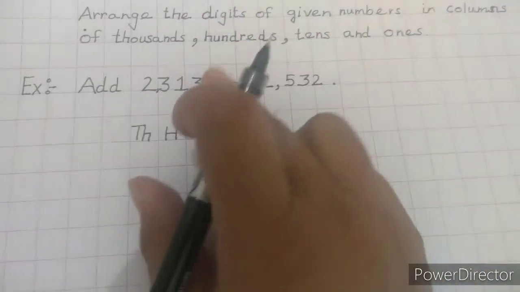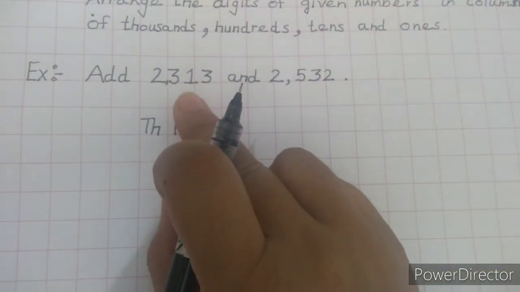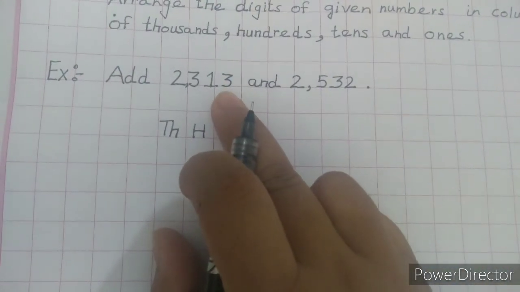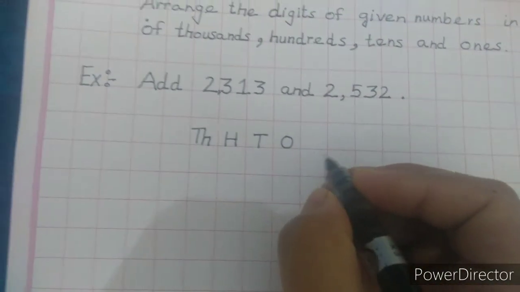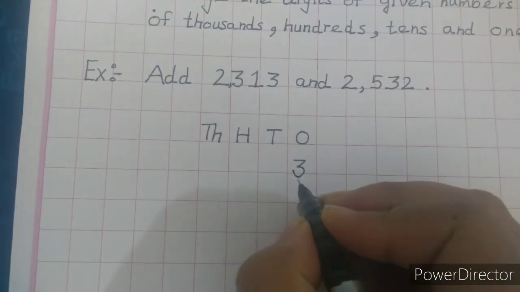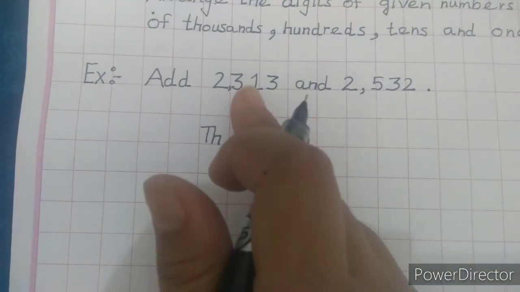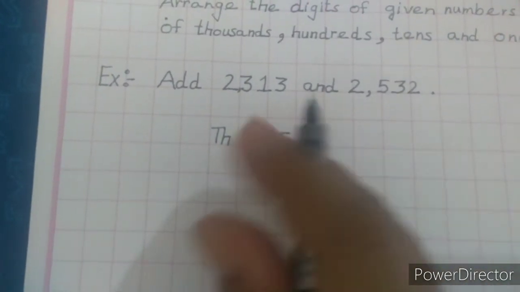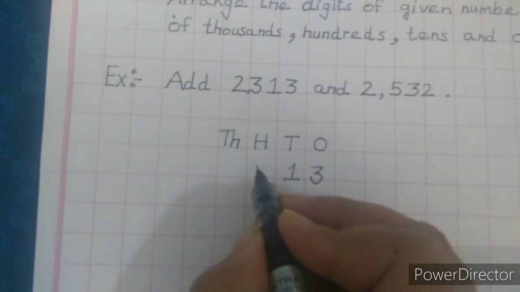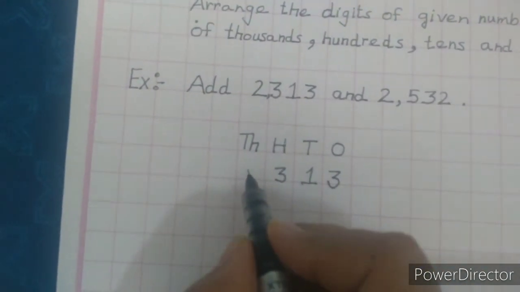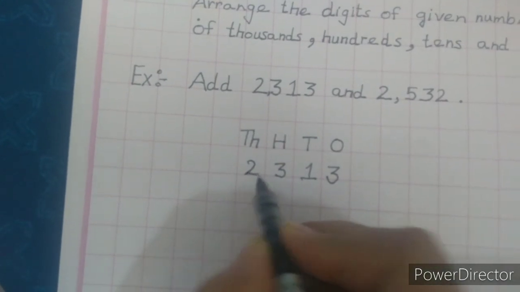Now here the first number is 2313. So in the ones column, which number will come? 3. In the tens column, which number will come? 1. In the hundreds column, it will be 3. And in the thousands column, the number will be 2.